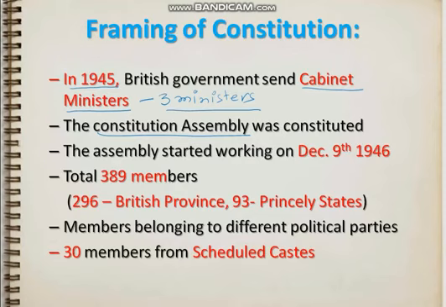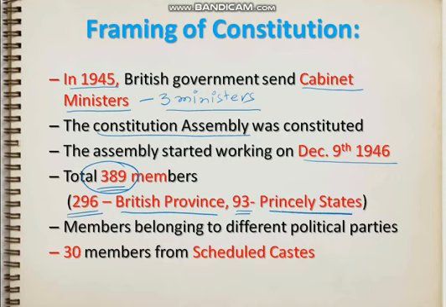The assembly started working on December 9th, 1946. It had a total of 389 members. All this data which I am underlining or highlighting needs to be remembered. Out of the 389, 296 were members from British provinces and 93 belonged to princely states.